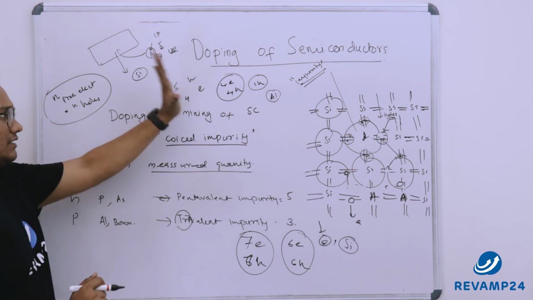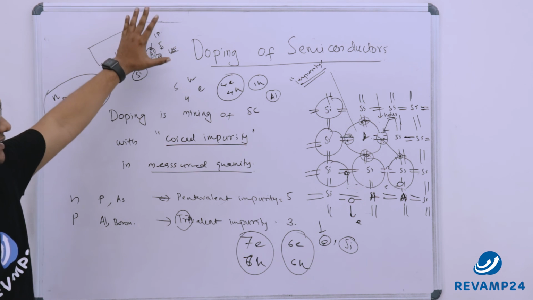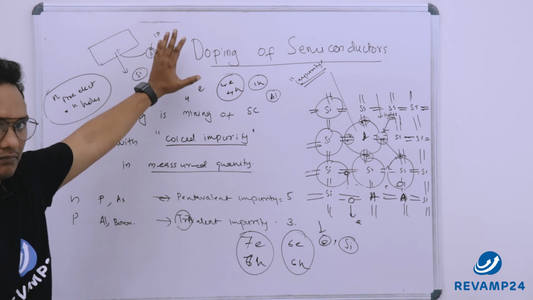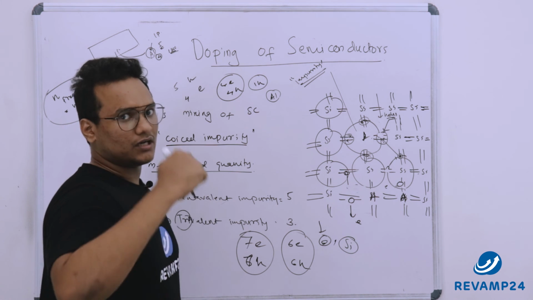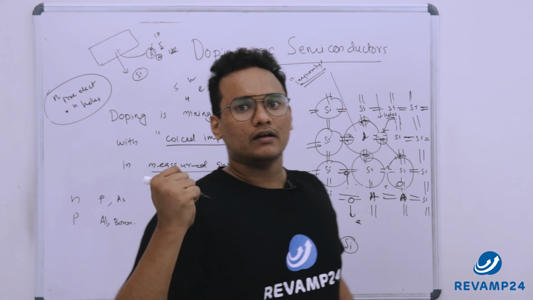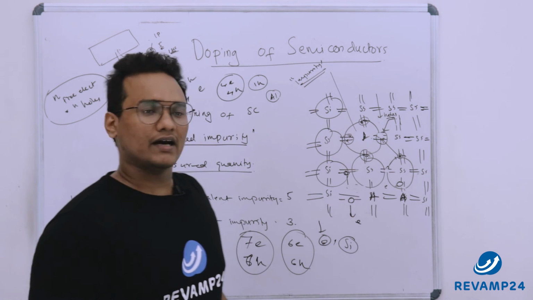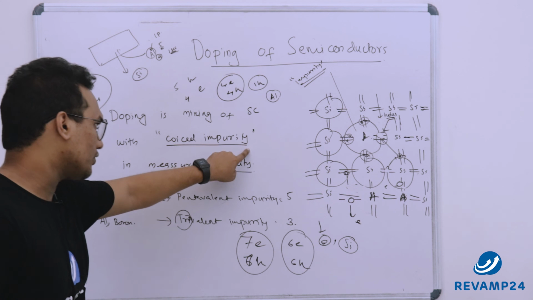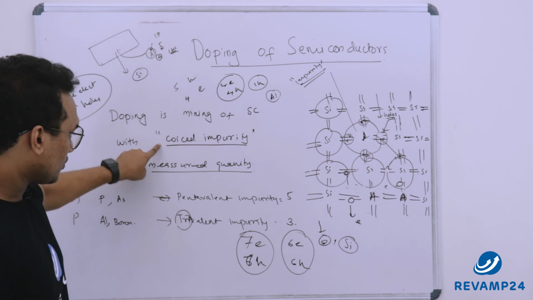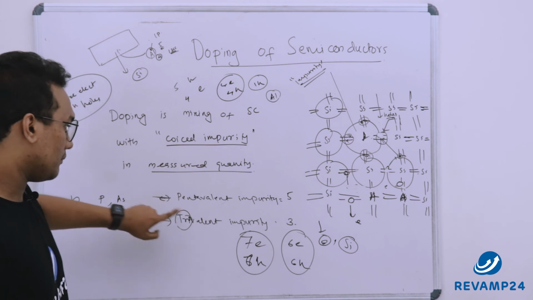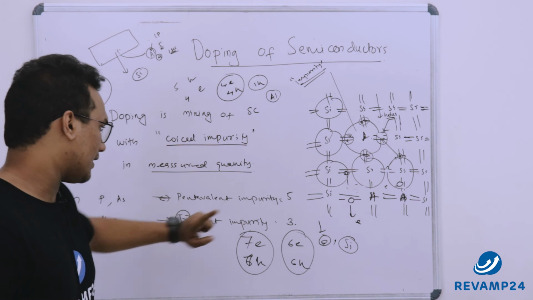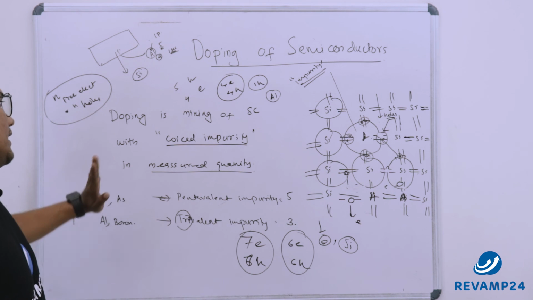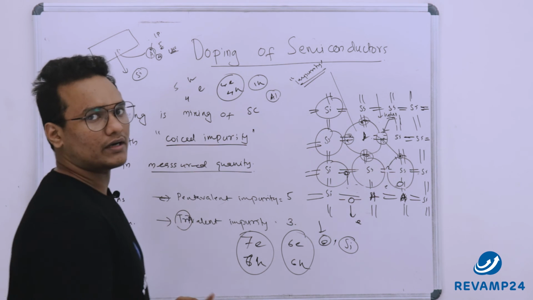Okay, so in short, extrinsic semiconductors are nothing but semiconductors doped with an impurity, and the impurity is a chosen impurity. So which are the choices? An element that has pentavalency or trivalency, and these are added in measured quantity.